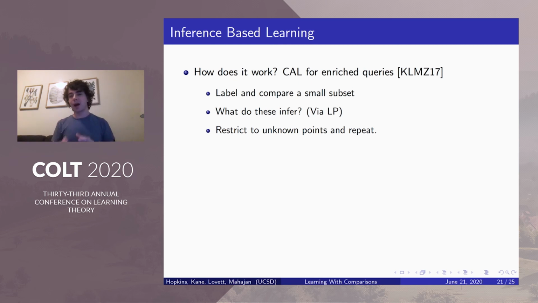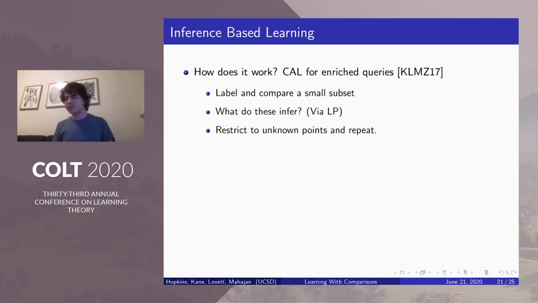We'll use these responses to build a linear program that we call the inference linear program. This program basically just looks at any point in the inference space, and it says, based on our query responses, do we know that this point must be positive? Do we know that it must be negative? Or have we not inferred anything about it? The idea is that we then restrict to the points that we didn't learn, and we repeat this process.